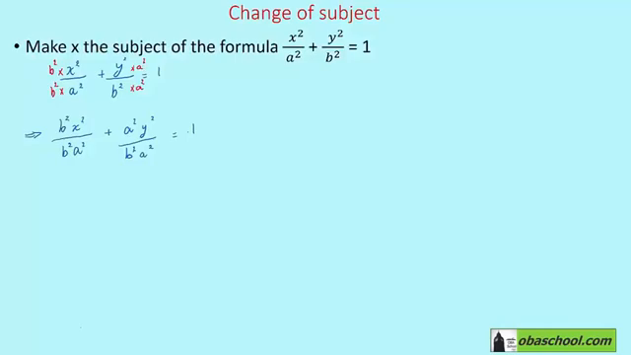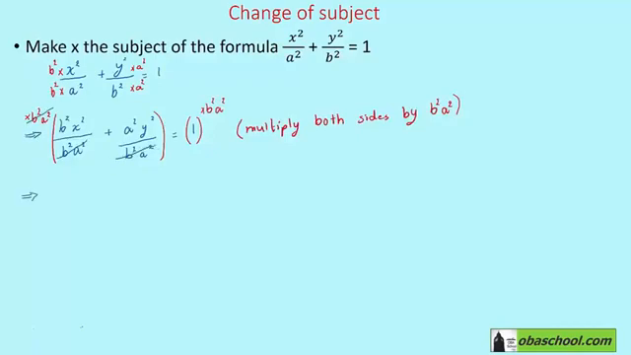And now, to get rid of the denominators of both fractions, we're going to multiply both sides by b squared a squared. And note that once you multiply a fraction by a regular number, that regular number is automatically multiplied by the numerator. And if you're multiplying the numerator by the same number that is found in the denominator, they cancel each other, which is exactly what's going to happen right now. So we're going to end up with b squared x squared plus a squared y squared equal to b squared a squared.